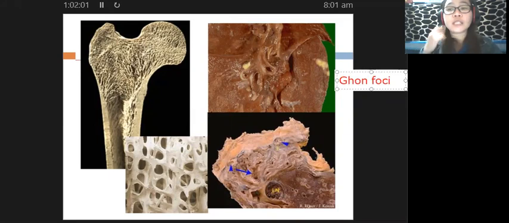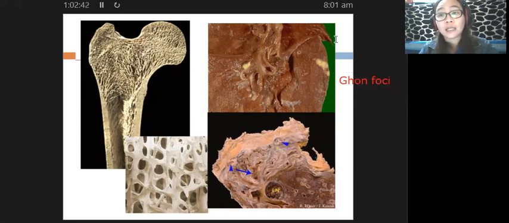Okay, so if the foci is present in lungs, we refer to it as your Ghon foci. Okay, so tuberculosis foci can also be present in other organs actually, like for example, your kidneys. Remember that tuberculosis is not just pulmonary tuberculosis. There are also instances wherein the causative agent will affect or infect other organs of the body. That type of tuberculosis is referred to as extrapulmonary tuberculosis. Okay? So when the causative agent infects other organs outside of your lungs, we have extrapulmonary tuberculosis.